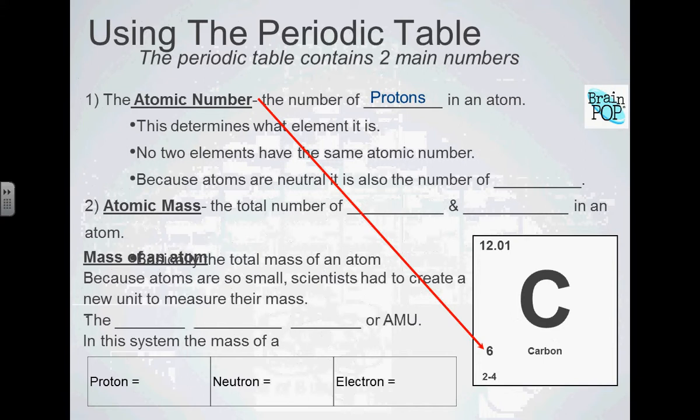So carbon, as an example, has 6 protons. The number of protons is very important. That's what makes an element a certain element. Any atom with 6 protons in it is carbon, and no other element has 6 protons. So that's what determines which element it is.